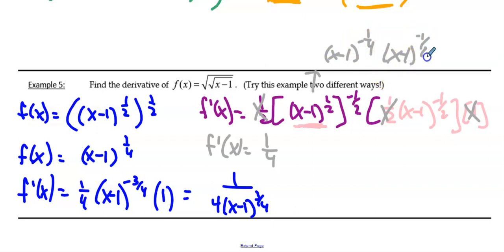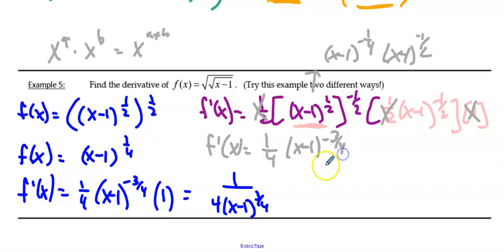Or we could even think about it like this first. So we have this. Well, remember, when you have x to the a times x to the b, that's just x to the a plus b. So we're going to add these numbers, which really we're subtracting them. So this is going to be x minus 1 to the negative 3/4, and then we move it back down and we get the answer right here.